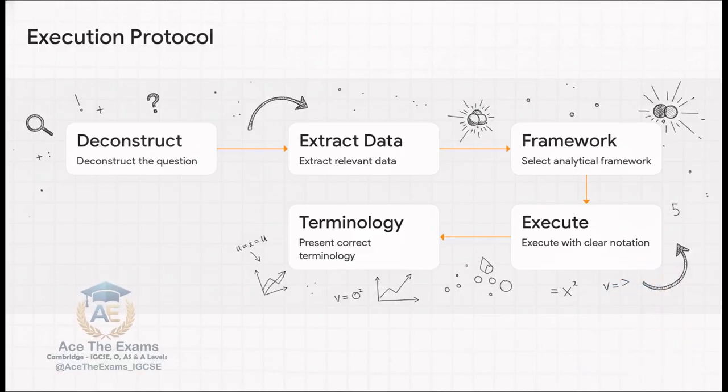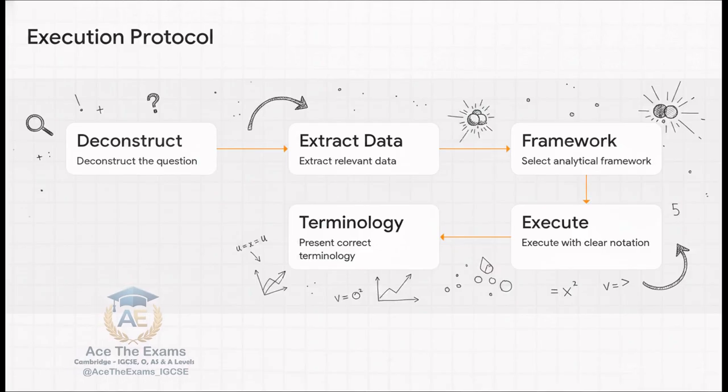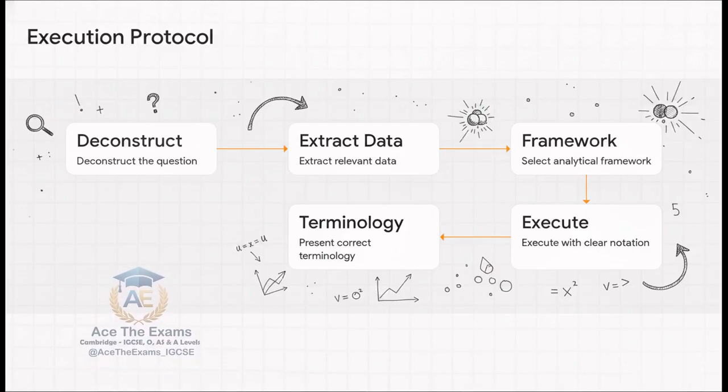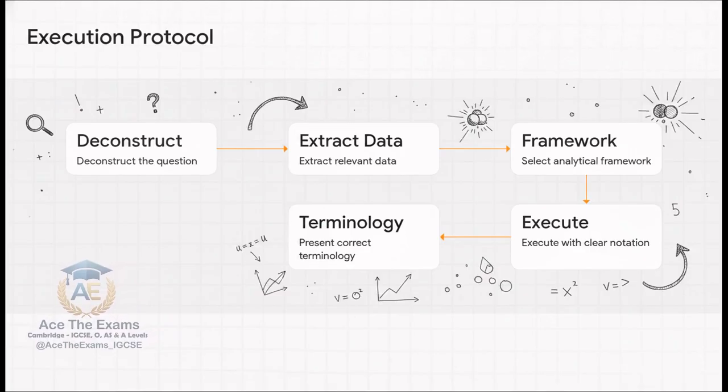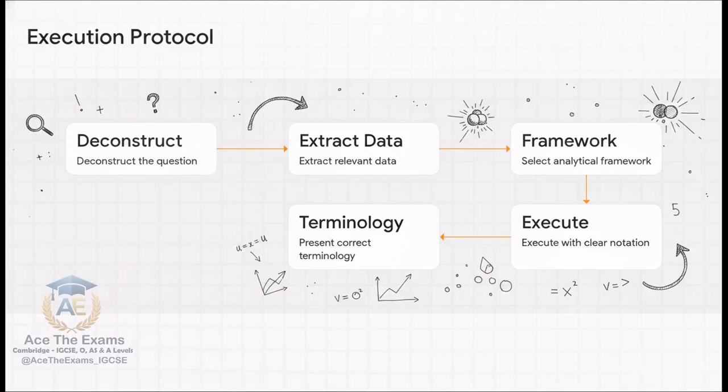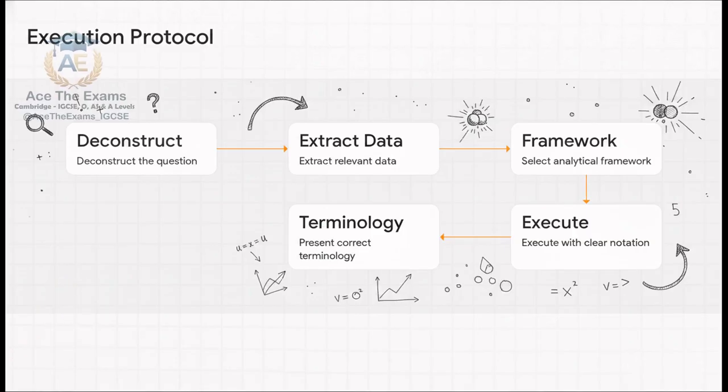What are the command words telling you? Step 2, extract the relevant data from the noise. Step 3, select your analytical framework. Are we setting position vectors equal to each other? Step 4, execute with absolutely clear notation. Step 5, present the final answer using correct terminology, perfectly tied back to the specific context. This is the complete mathematics answering system. It combines command word decoding, our modified Peel framework application, and proper time management. When you execute this, your mark potential climbs all the way to 100%.